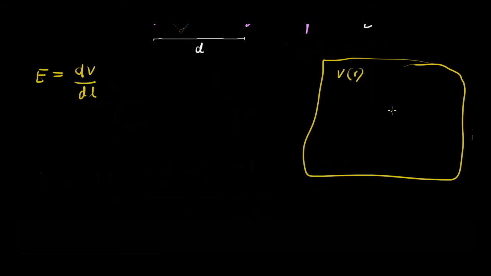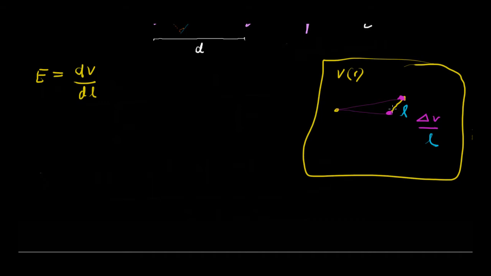So if I want to find the electric field in this direction right here, let's suppose the origin is here. I'll find the potential difference between this point and this point, so it's essentially the change in potential. I'll write that as delta V, and I divide that by the displacement between these two points. Let it be L. Then I divide delta V by L, and I get the electric field at that point.